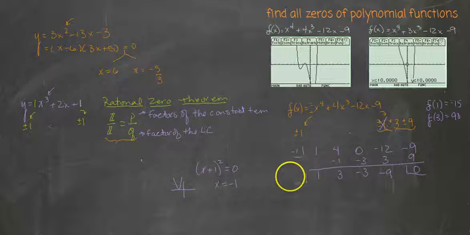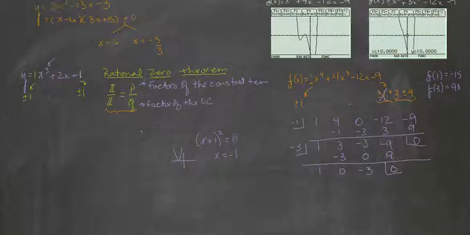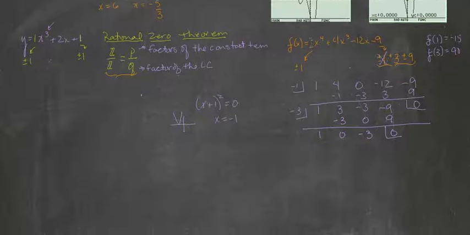I know there's a lot of busy work here, but it's better than guessing. I would have already had to go through the 2s if I was just trying to go from the smallest to the greatest, so might as well just keep going. 1 times negative 3 is negative 3. 0 times negative 3 is 0. Negative 3 times negative 3 is a positive 9. At last, a 0.